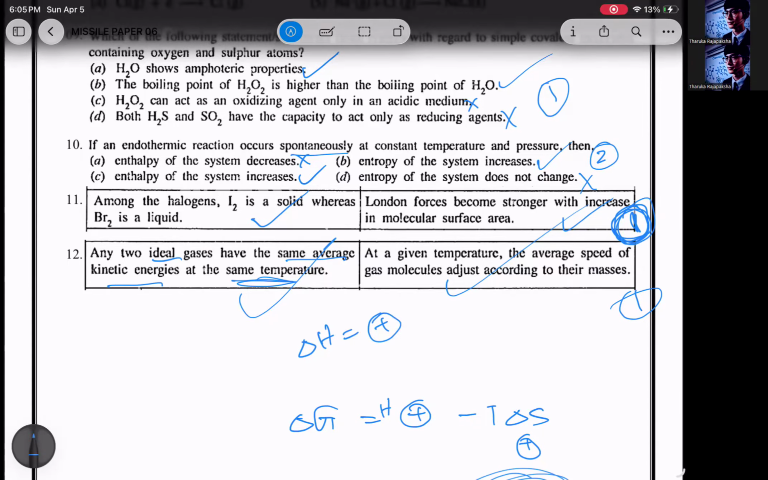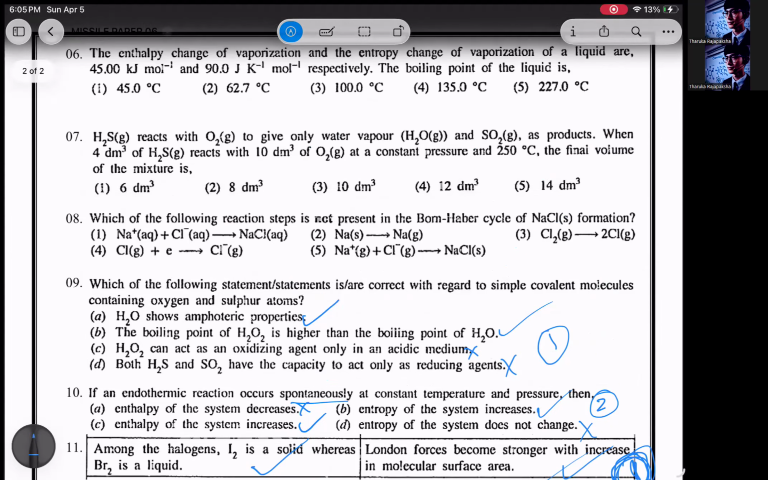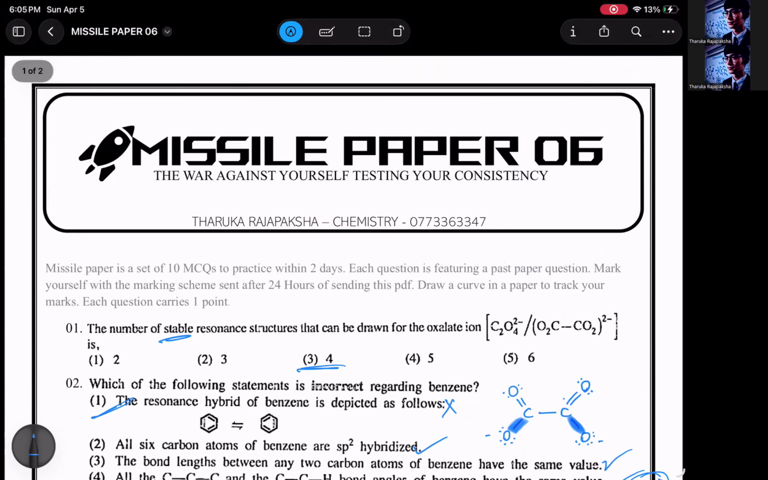So with that, the model paper number 6 will be completed. This is the discussion for it. Get ready for the model paper number 7. Make sure you do it. Make sure you mark yourself, and watch the discussion. And until then, bye bye.